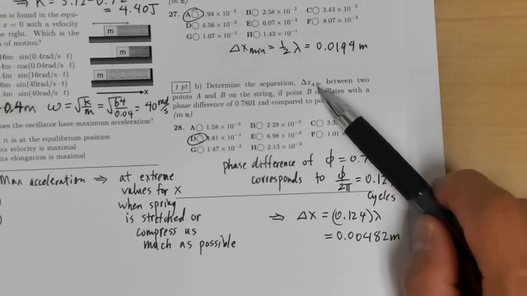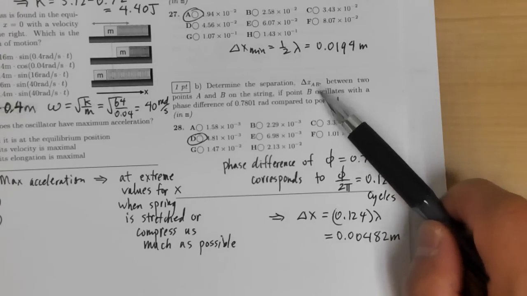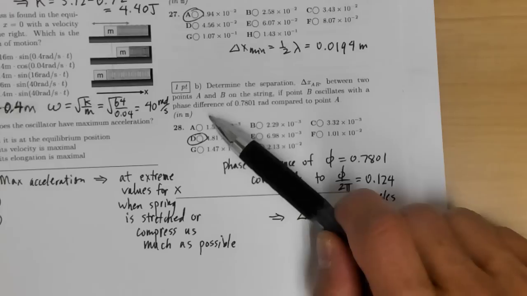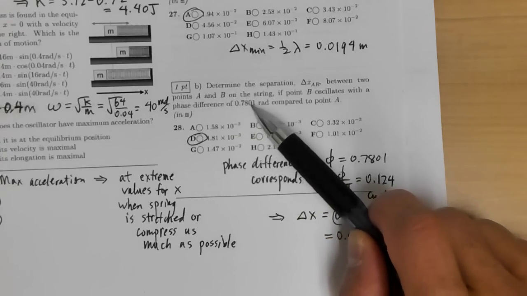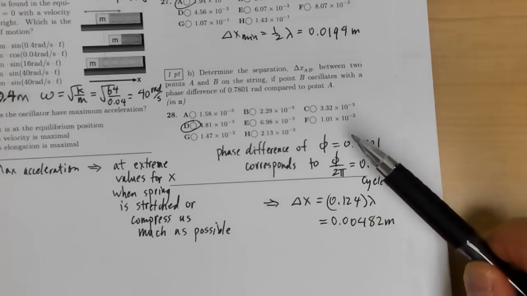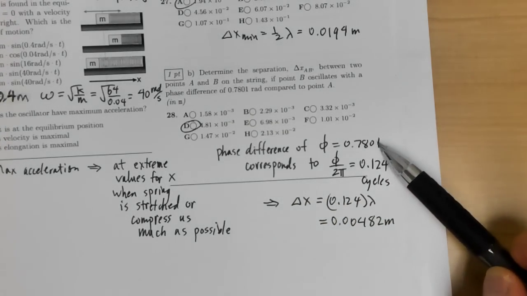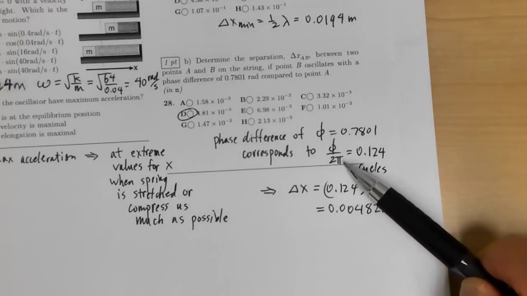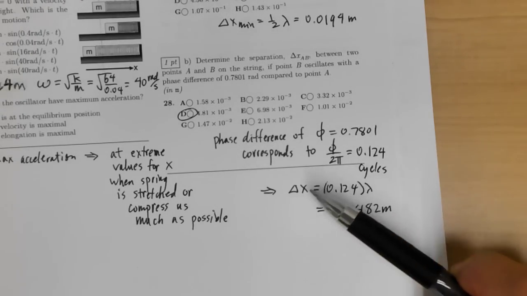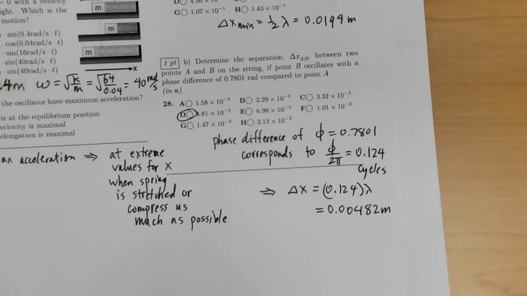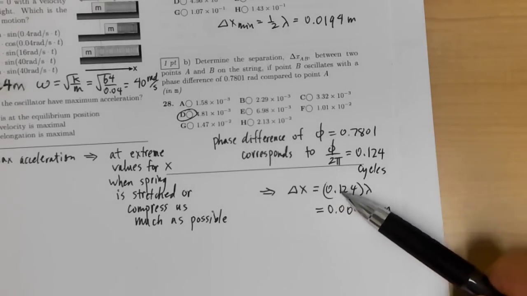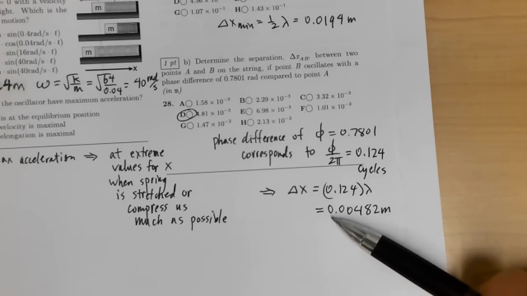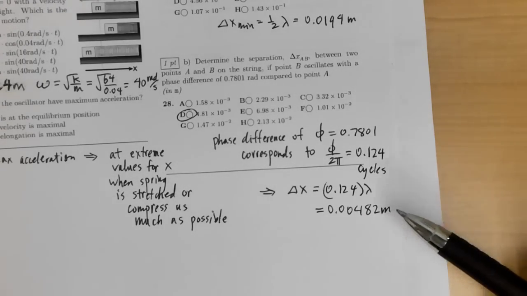Now determine the separation delta x AB between two points A and B, if B oscillates with a phase difference of 0.781 radians compared to A. We want to get this as a fraction of a full cycle, so divide by 2 pi, that's 0.124 cycles. Then we can convert this into a distance: 0.124 times lambda, right? And that will give us 0.00482 meters.